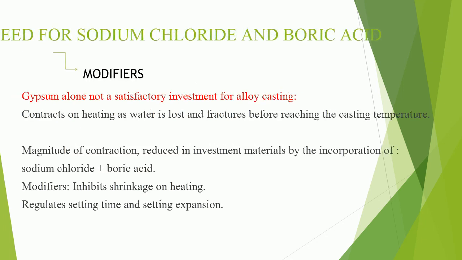Now we saw that in the composition there is the role of modifiers as well. So what do modifiers do? Gypsum alone is not a satisfactory investment for alloy casting, so we have to add certain chemicals or modifiers. Modifiers inhibit shrinkage on heating, and control the setting time and setting expansion, and this is achieved by sodium chloride and boric acid usually.